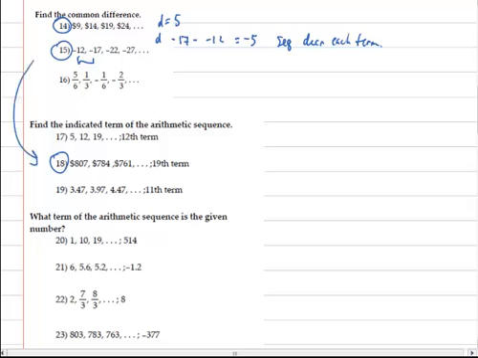Moving along to number 18, what's the 19th term? Well, you need to know the first term.